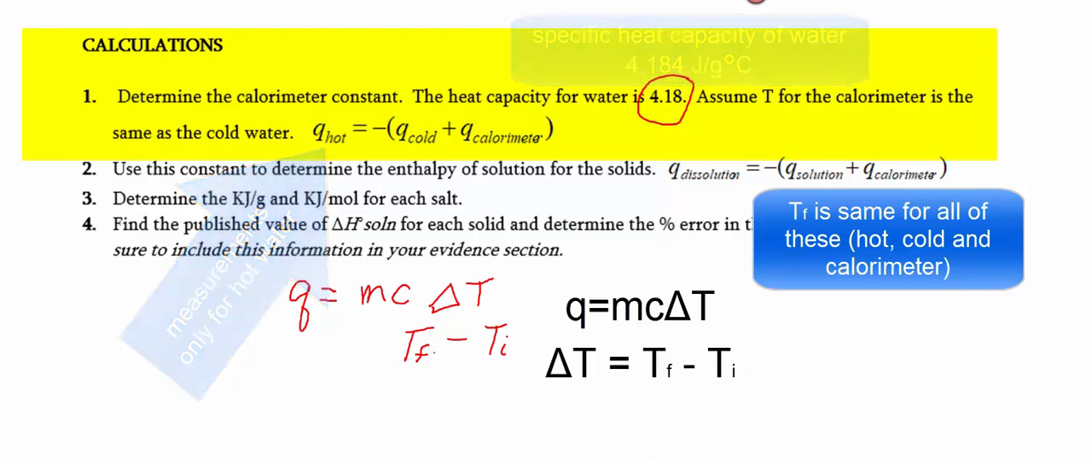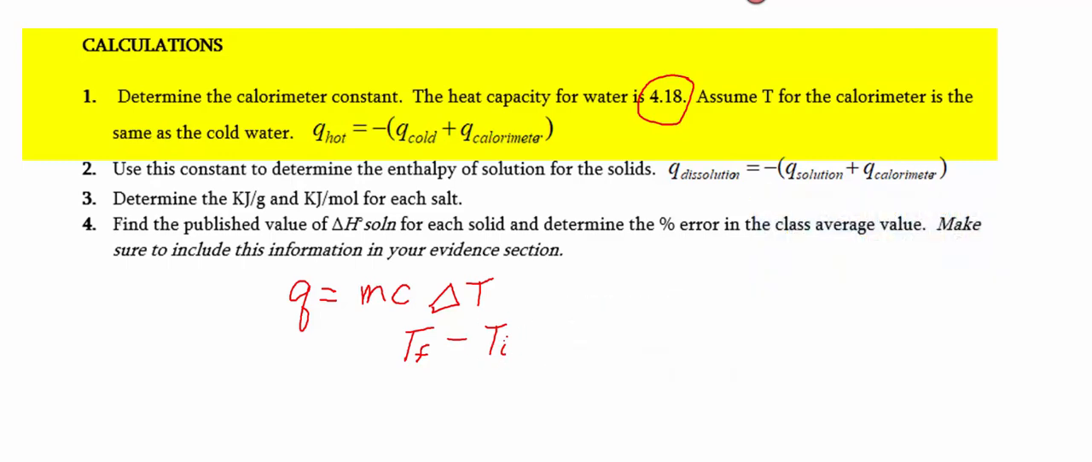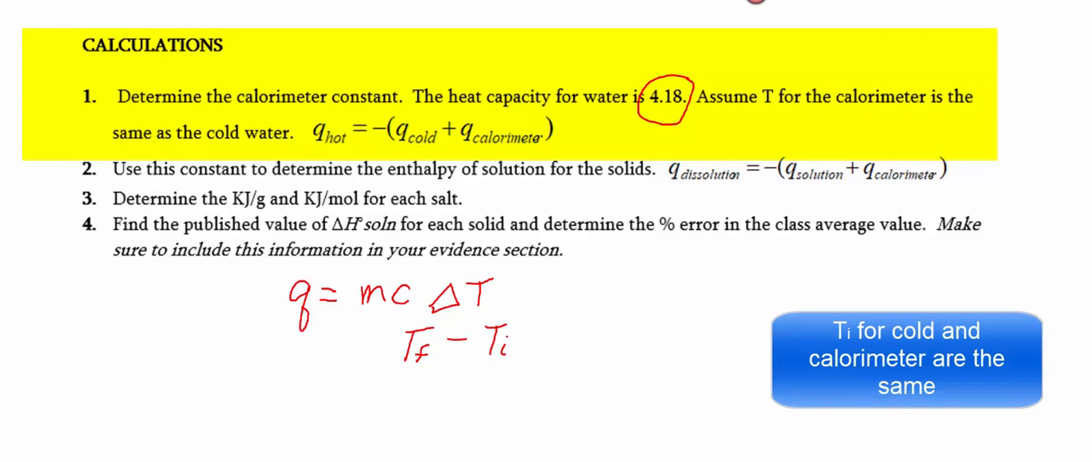So your final temperature on all of these is going to be the same. The final temperature for your hot water is going to be the same as your final temperature for your cold water, which is going to be the same as your final temperature for your calorimeter. It's your initial temperatures that are going to be different. So the initial temperature for your hot water, you should have measured. The initial temperature for your cold water and the initial temperature for your calorimeter are the same. Okay, so your delta T for your cold and your calorimeter will be the same.